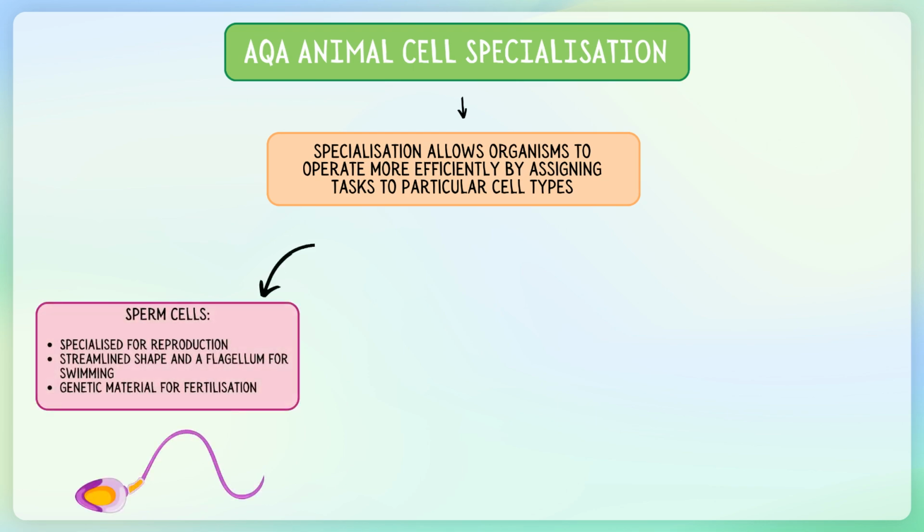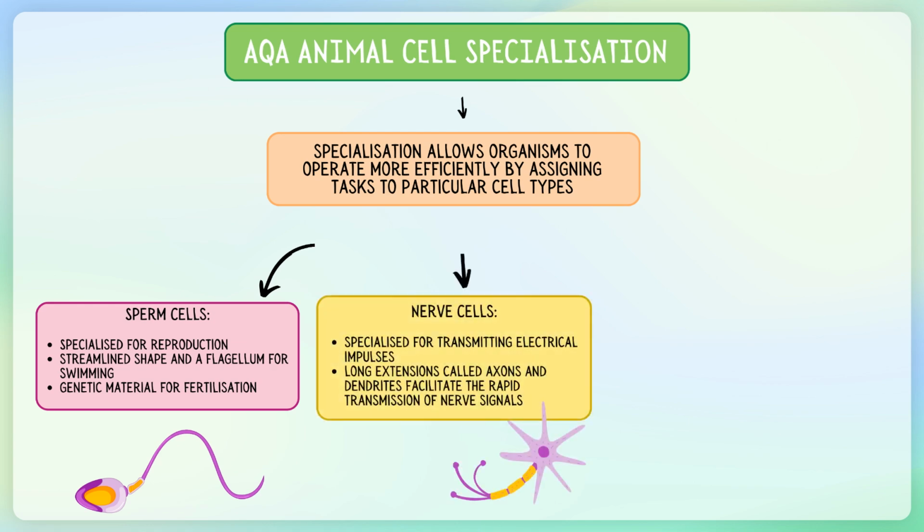We explored sperm cells, which are specialized for reproduction. They have a streamlined shape and a flagellum for swimming towards the egg, and genetic material for fertilization. Next, we looked at nerve cells, or neurons, specialized for transmitting electrical impulses throughout the body. Their unique structure includes long extensions called axons and dendrites, which facilitate the rapid transmission of nerve signals.